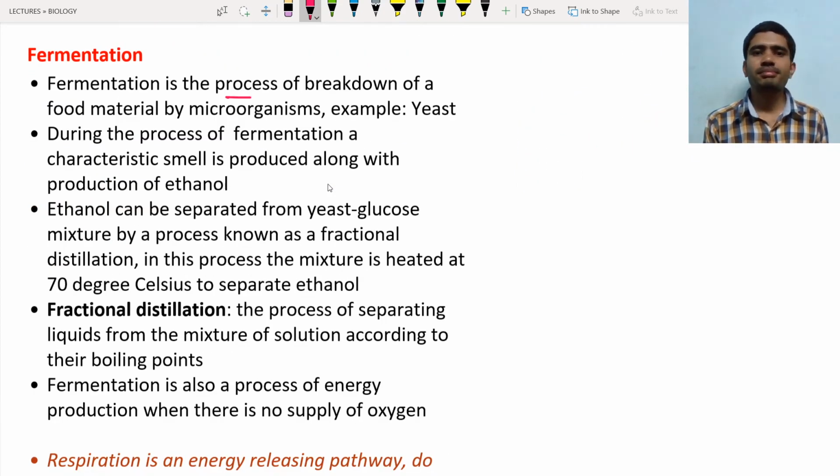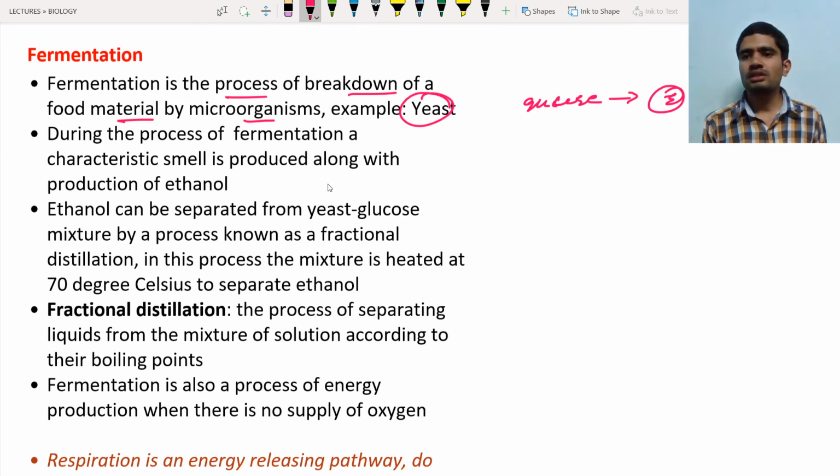Fermentation is the process of the breakdown of food material by microorganisms. For example, yeast breaks down food molecules like glucose to produce energy, carbon dioxide, and sometimes lactic acid or alcohol. During fermentation, a characteristic smell is produced along with the production of ethanol.